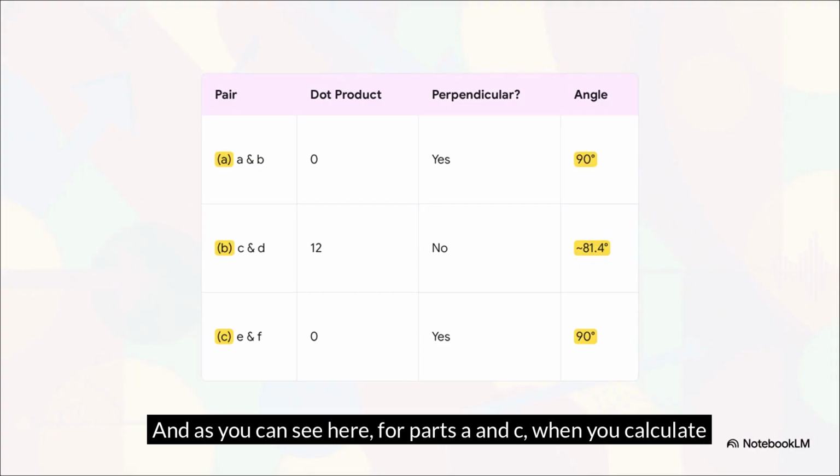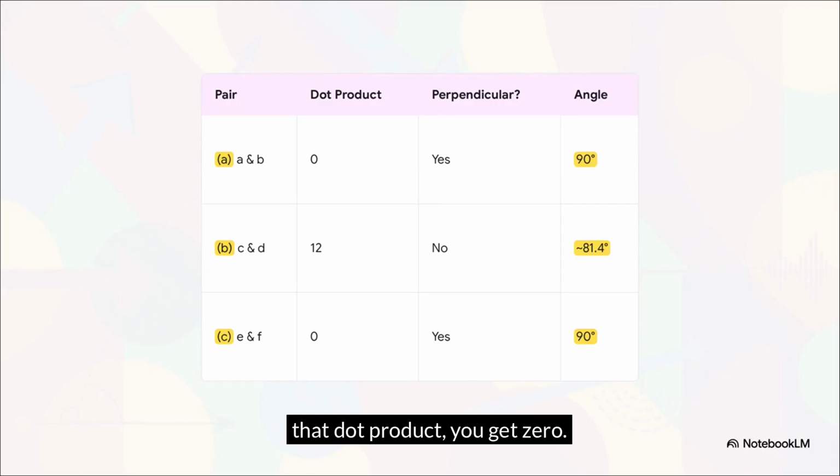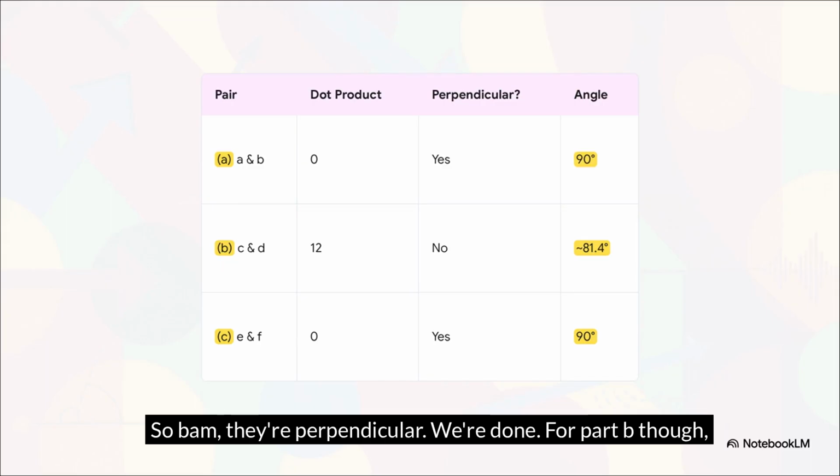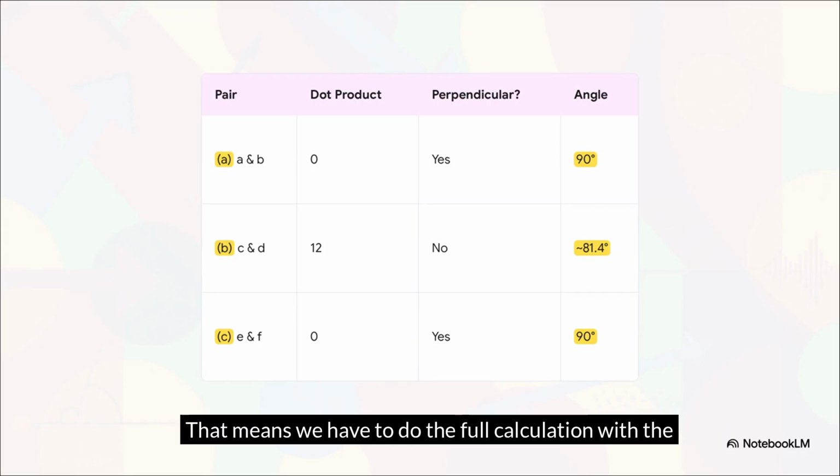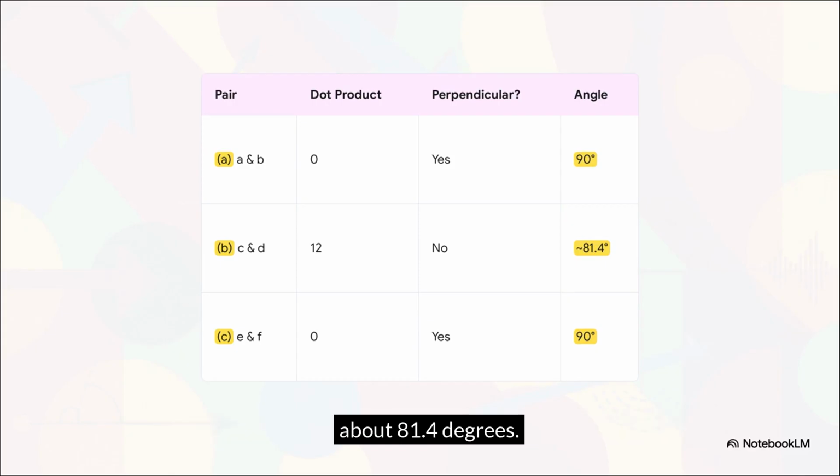And as you can see here, for parts A and C, when you calculate that dot product, you get 0. So bam, they're perpendicular. We're done. For part B, though, we get 12, so not perpendicular. That means we have to do the full calculation with the magnitudes and everything, and we end up with an angle of about 81.4 degrees.